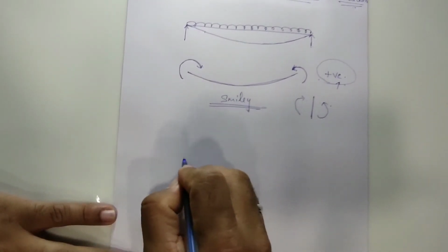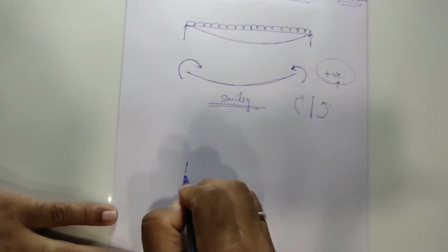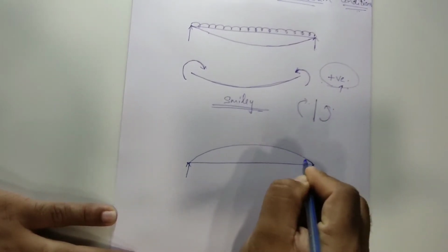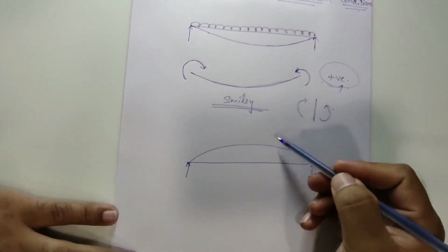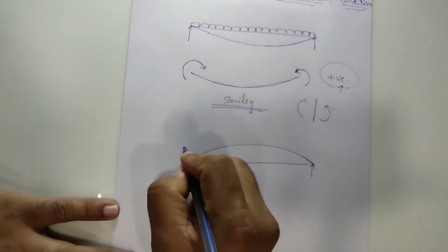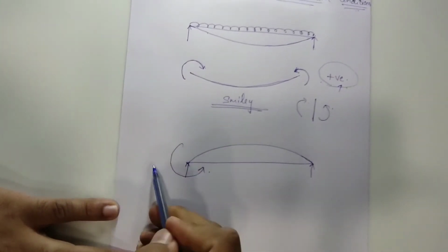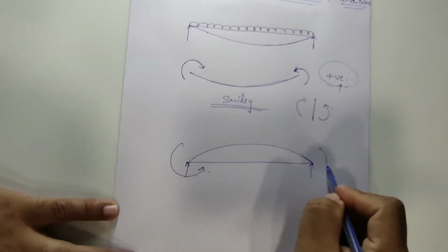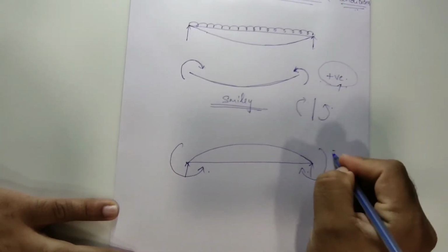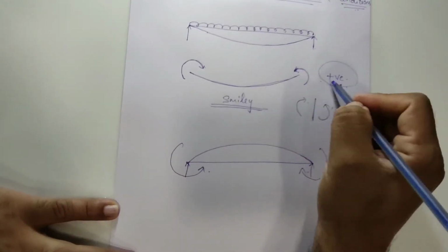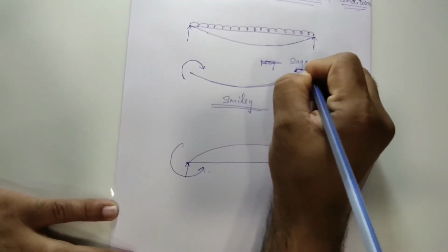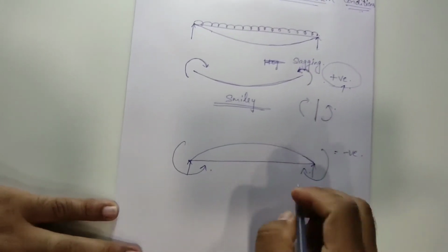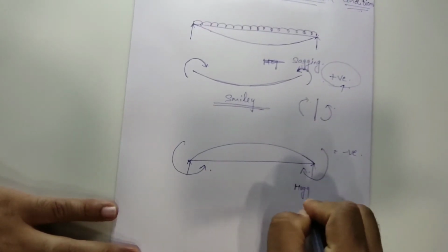Now I am taking the vice versa of this thing. Suppose the beam is deflecting in this way, which is opposite to the nature. So what will happen? The moment from the left hand side is acting anti-clockwise, and from the right hand side it is acting clockwise, that is negative sign. This is positive, sagging, and this we are noting as hogging sign convention.